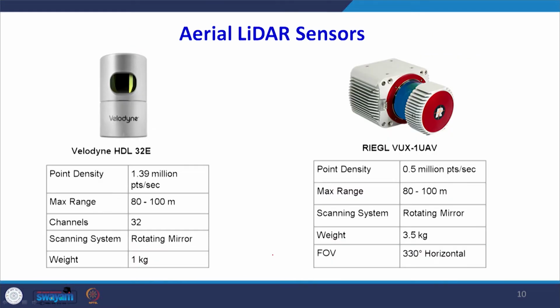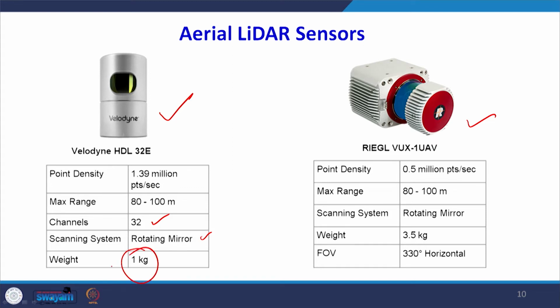Now we have different sensors for it, which you can mount in the aerial systems, maybe aircraft or maybe drone systems. So these are just two examples, but there are many available in the market. One here on that side and the other on the right side, and there are some specifications which are written. It's working in 32 channels, for example, and there is a rotating mirror so that it can cover the whole area. Now you see the weight, 1 kg weight only.